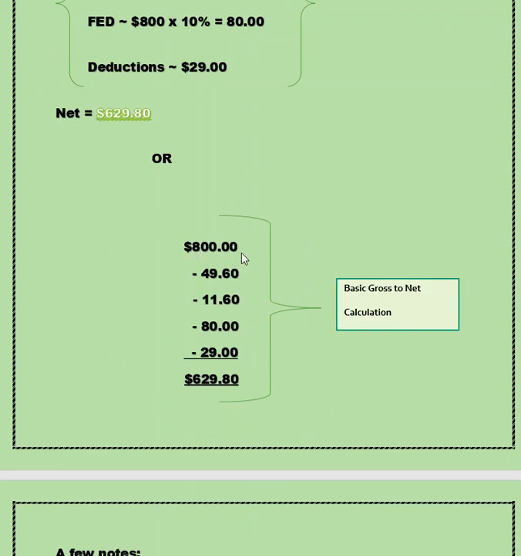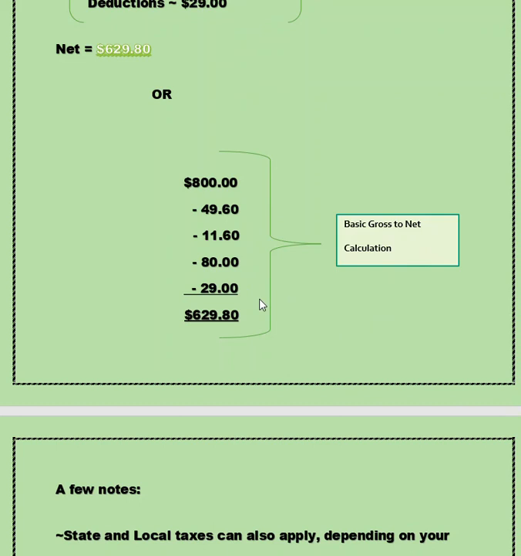Okay, so here is the breakdown. $800 is your gross pay. Here is your Social Security tax that's going to be withheld, your Medicare tax that's withheld, your federal income tax, and then your after-tax deductions. So again, this is a basic gross to net calculation. The amount that you'll expect to receive as a check or by direct deposit should be $629.80.